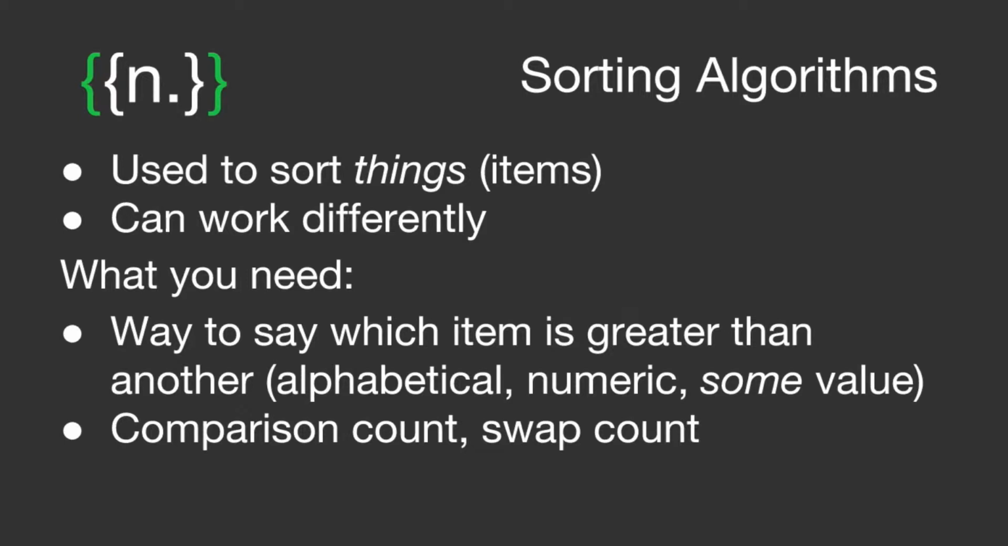So what do you need for these algorithms to work? Well, you need a way to say, given two items, which item comes before the other item. And this can be based on their value, if they're numbers or alphabetical order, or the size of some value. This can be applied to any type of item. You just need to choose which property of an item you're sorting on. So say if you're sorting people, you might want to sort by their age. We also like to keep two key metrics when talking about sorting algorithms, and these are the number of comparisons and the number of swaps.